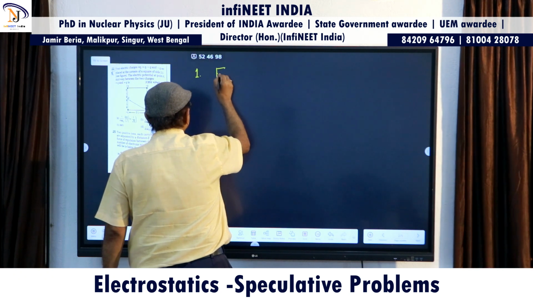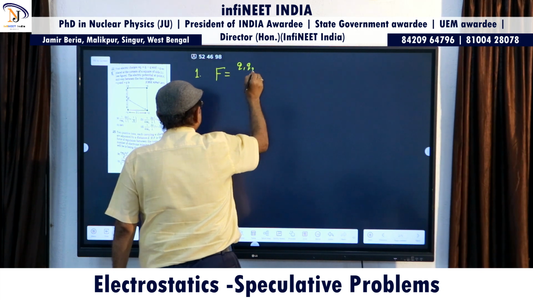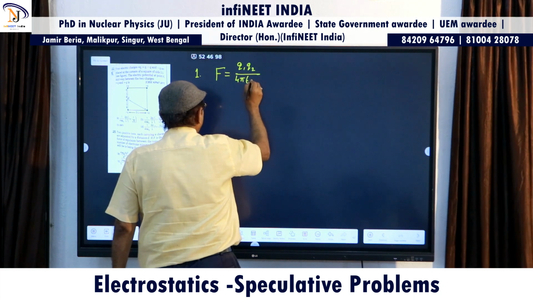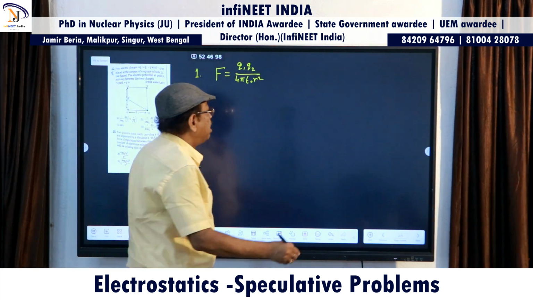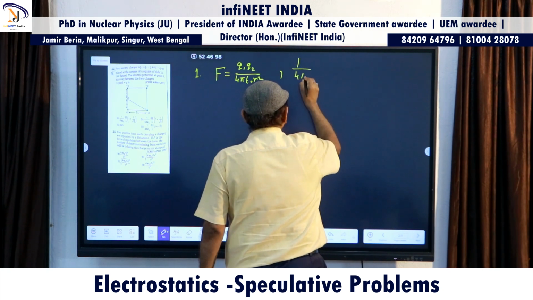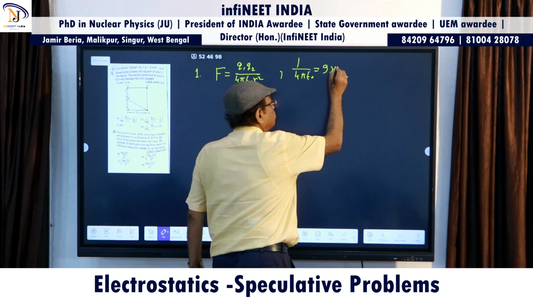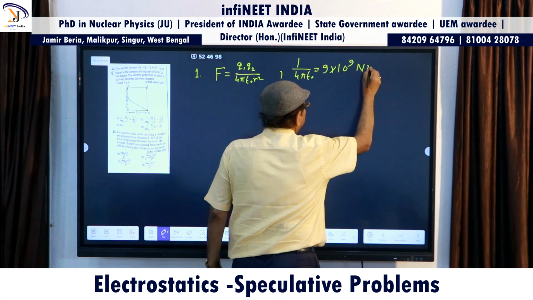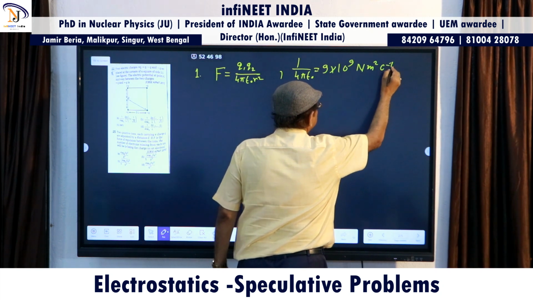F is equal to Q1 Q2 by 4 pi epsilon naught r square. This is called Coulomb's law. And you know 1 by 4 pi epsilon naught equals 9 into 10 to the power 9 Newton meter square Coulomb to the power minus 2.